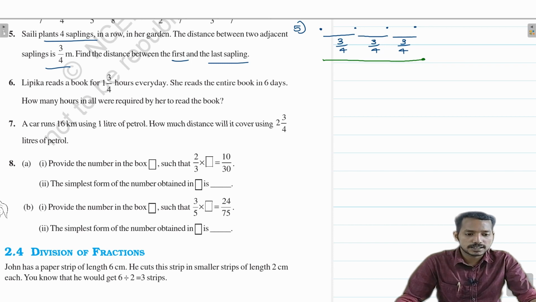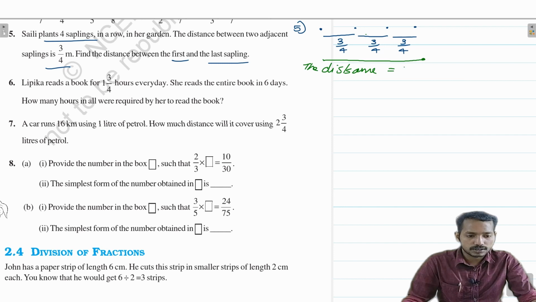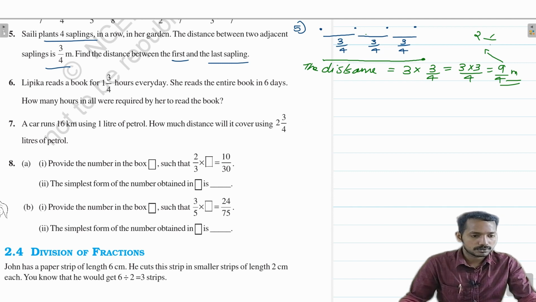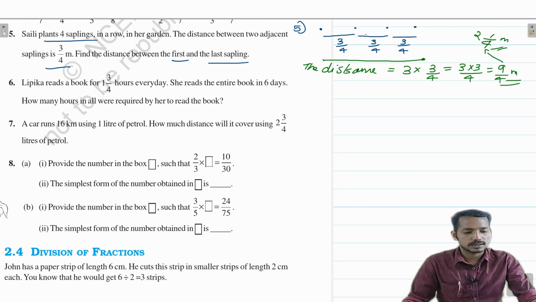Very simple one. 3 times of this 3 by 4. So the total distance will be equal to 3 times of 3 by 4, which is equal to 3 into 3 divided by 4, which is equal to 9 by 4 meter. So we can also convert this improper fraction into mixed fraction. So we will get 2 1 by 4 meter. Clear? You can write this.